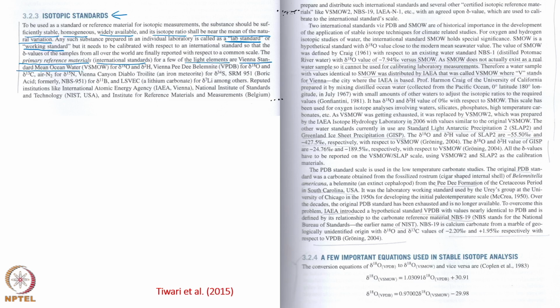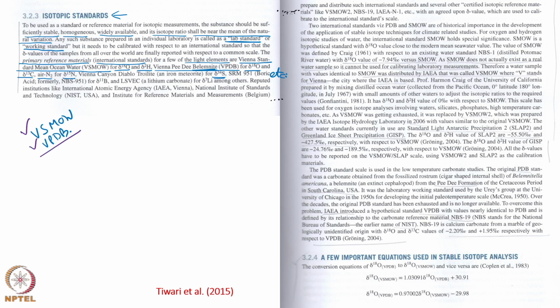The primary reference materials, which are the international standards for a few of the light elements, are the Vienna Standard Mean Ocean Water, given by VSMOW, for del 18O and del 2H; Vienna PDB belemnites, VPDB, where belemnite is a fossil, for del 18O and del 13C; air nitrogen for del 15N; and Vienna Canyon Diablo troilite, an iron meteorite, for del 34S, etc. What is important for us are the VSMOW and the VPDB. At least these two should be remembered.